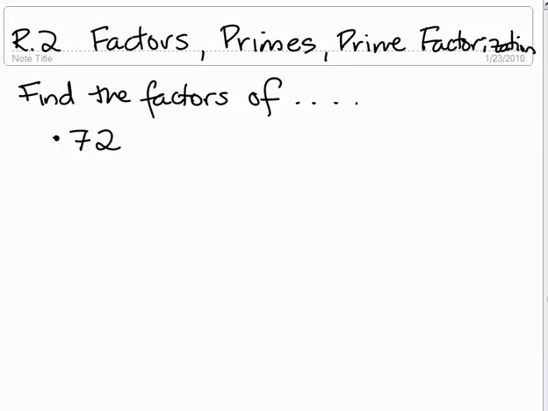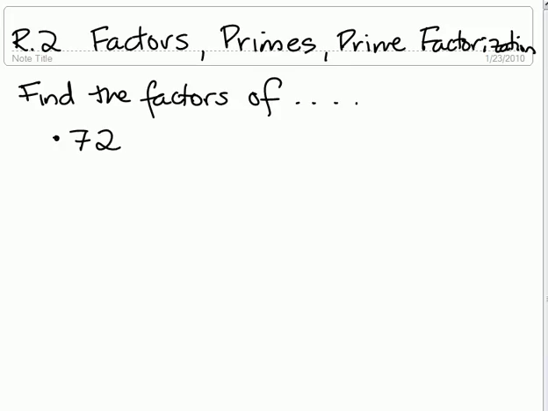Okay, in this video we're going to be taking a look at factors, which we discussed earlier, and we'll do a few more examples of that. We're going to look at the primes up to 50, and then woohoo, we get to do prime factorization, which has so many uses in math, and I love it. It's kind of fun to do. Okay, so let's start with finding factors.